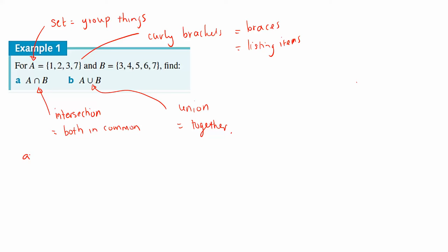Now, example 1A, let's answer the question now. So it says A intersection B, which means what is in list A that is in common with list B?